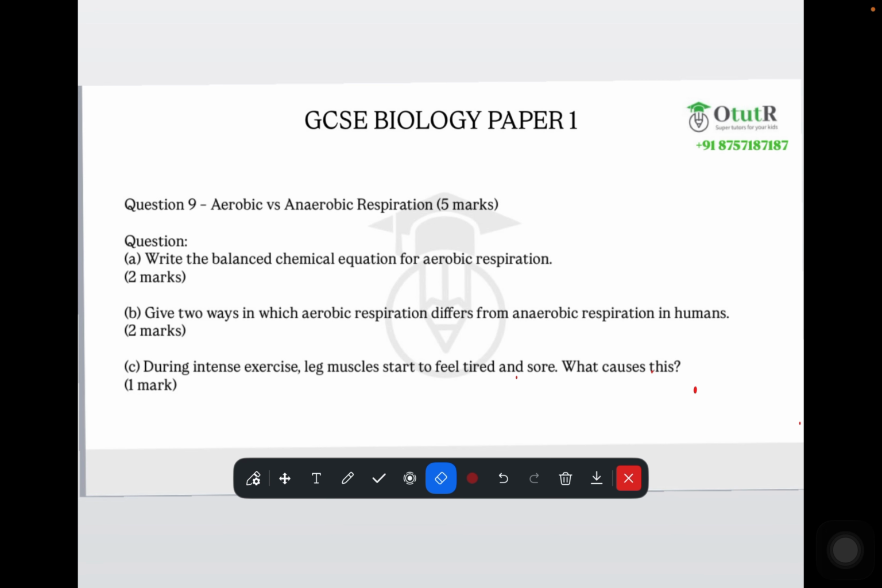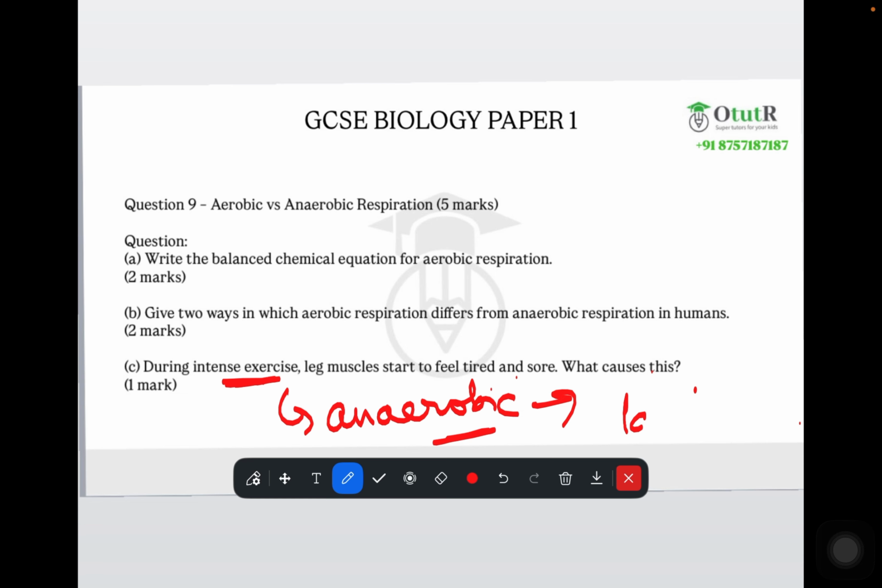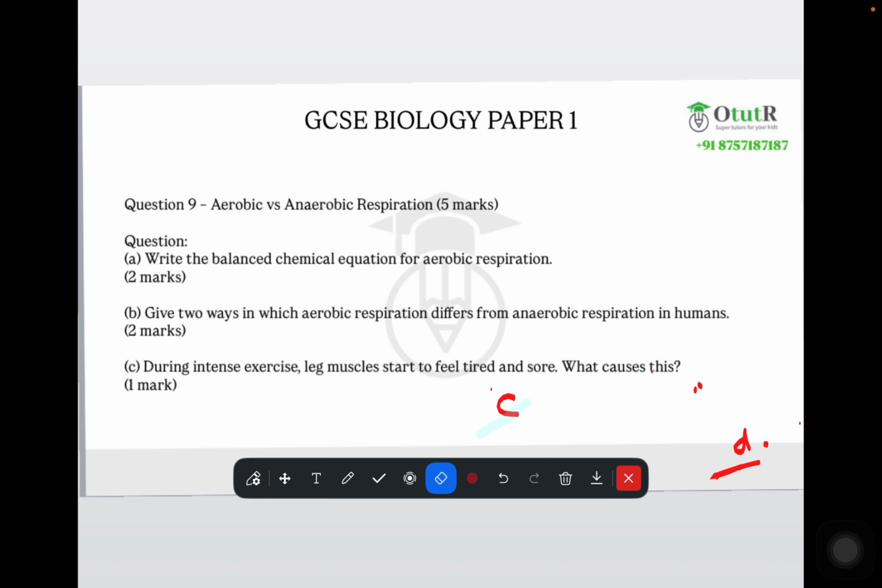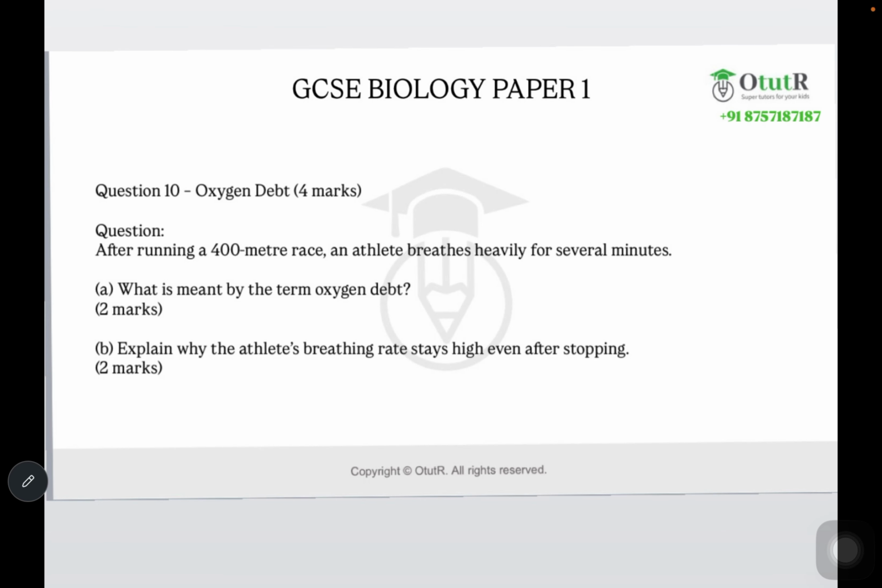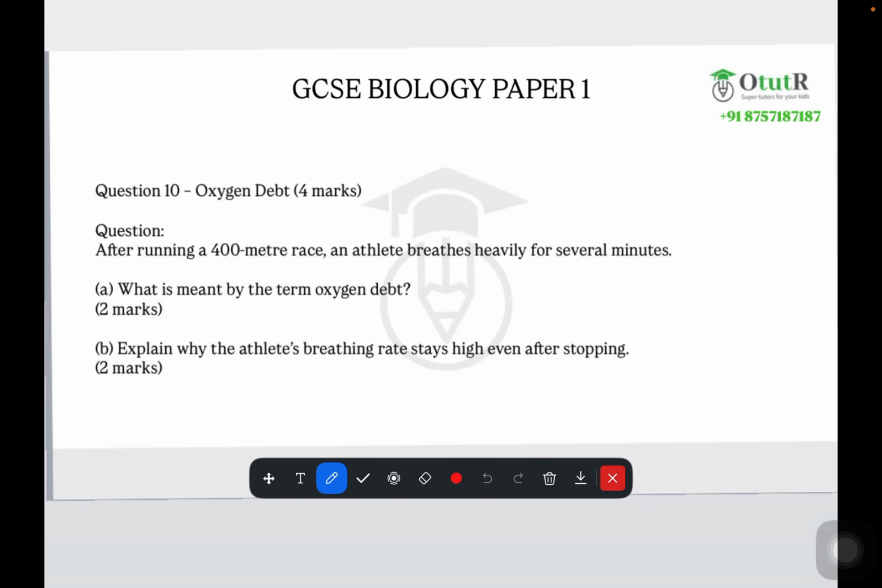Next, during intense exercise, leg muscles start to feel tired and sore. What causes this? Precisely during intense exercise, our muscles perform anaerobic respiration. So anaerobic respiration results in production of lactic acid in humans. Therefore, this lactic acid buildup causes tiredness or soreness. Oxygen debt. After running a 400 meters race, an athlete breathes heavily for several minutes. What is meant by the term oxygen debt?